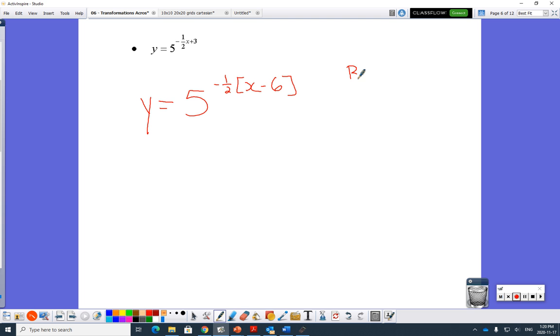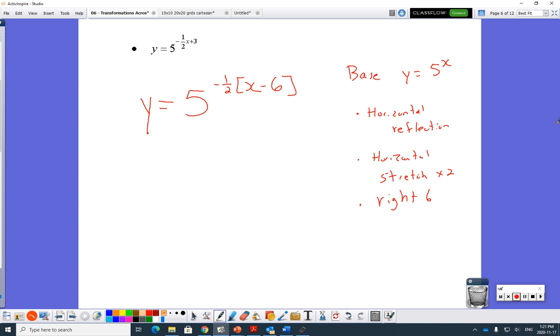So now, base function, 5 to the x. Transformations: horizontal reflection, horizontal stretch times 2, and right 6. I did those fast on purpose. I'm trying to challenge you a little bit, but I do want to know what your questions are. After I finish that, I want you to go, okay, where did you get this from? Where did you get that from?